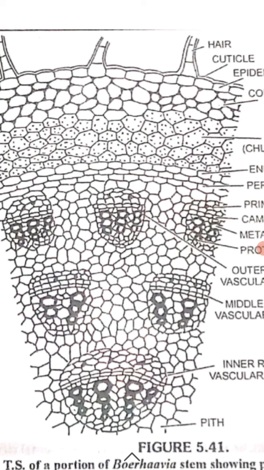Below the cortex, the endodermis is present. Endodermis is distinct, single-layered, and consists of thin-walled barrel-shaped cells. Below the endodermis, pericycle is present. Pericycle consists of thin-walled living parenchymatous cells. In some species, sclerenchymatous patches are also present in the pericycle. The primary vascular bundles are conjoint, collateral, open, and endarch.